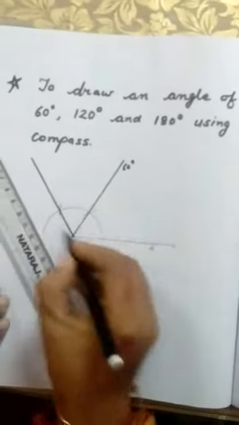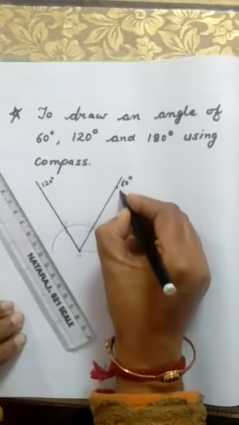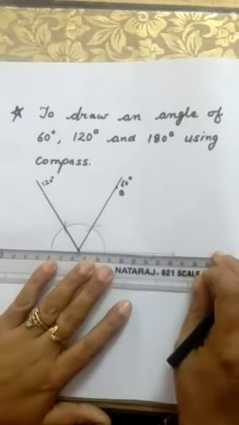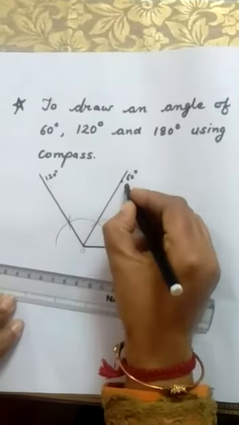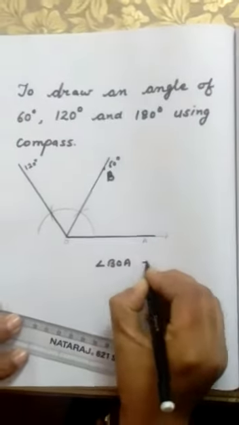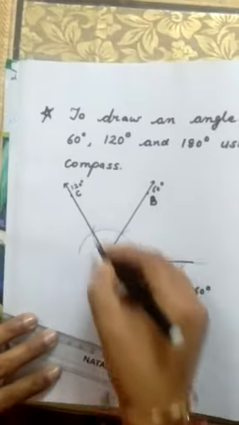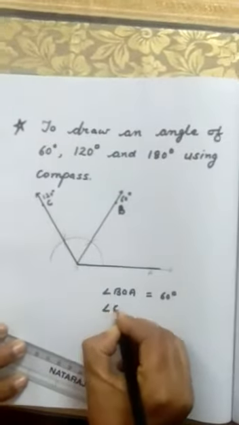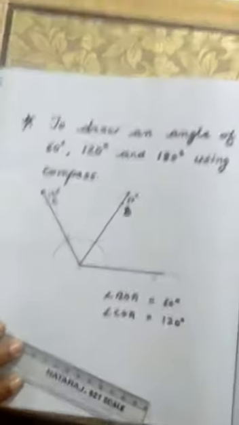Now this angle is the angle of 120 degree. You can say that if we mark it as B, then angle BOA, we will name it as this angle. This point is point B. Angle BOA is the angle of 60 degree, and this, if we mark it as C, angle COA. Angle COA is the angle of 120 degrees.